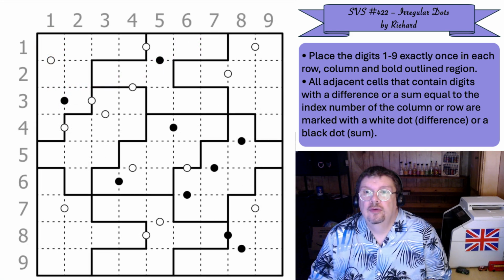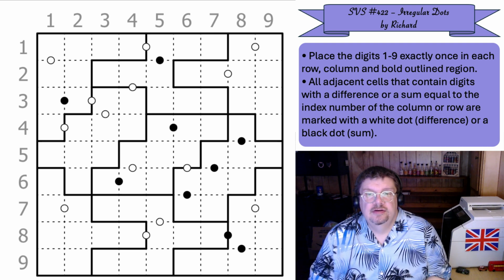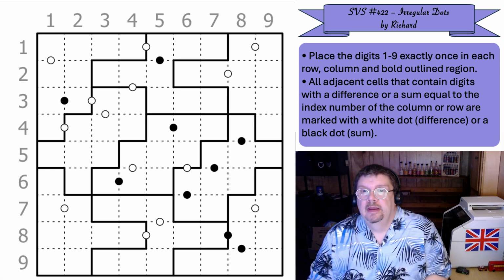Today I'm going to solve SVS number 422, Irregular Dots by Richard. This puzzle is in Richard's long-running series of using novel rule sets for variant Sudoku.